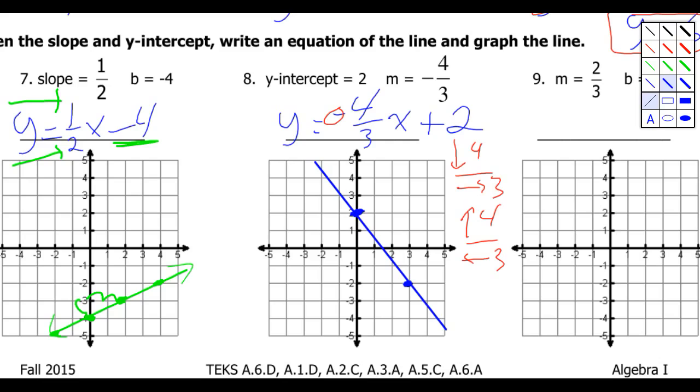And my line goes through, at least close to those two, so I will call that good. I'll make sure to put my arrows on it. And there we have it: y equals -4/3 x plus 2.